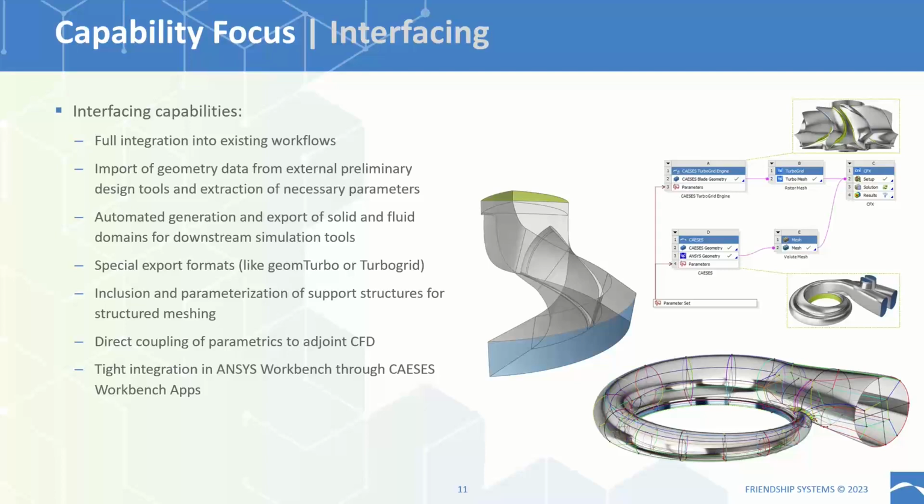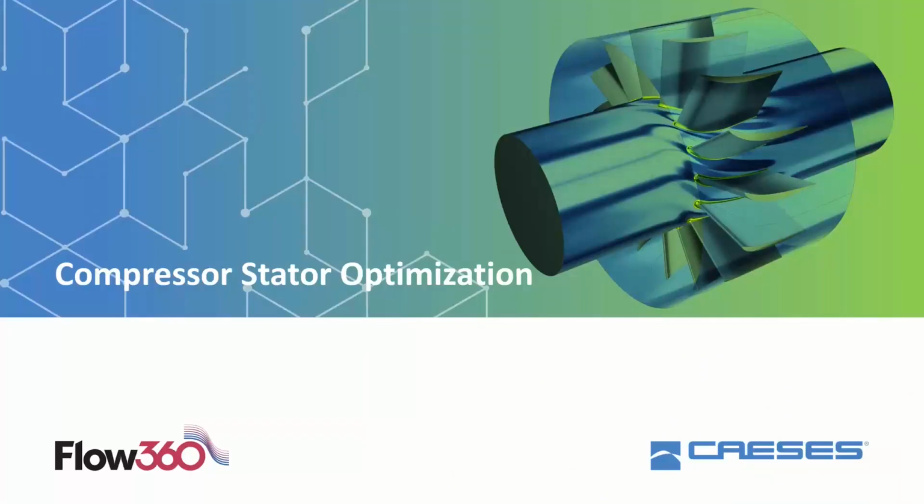And there are, in addition, possibilities to couple to adjoint CFD results in order to get sensitivity results for the geometry parameters from adjoint CFD. And we also have a tight integration into ANSYS Workbench through these CAESES Workbench apps. All right, so much to give you an introduction about the tool, so you have an idea of what we're using here and what the capabilities are.